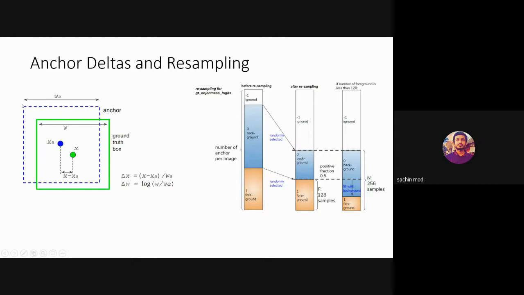And suppose this was my anchor and this was the ground truth box. So one is how much is the difference between the actual position, the x coordinate, and then how much is the difference in this, which is the delta w. Similarly, in the y direction, I'll calculate delta y and delta h.